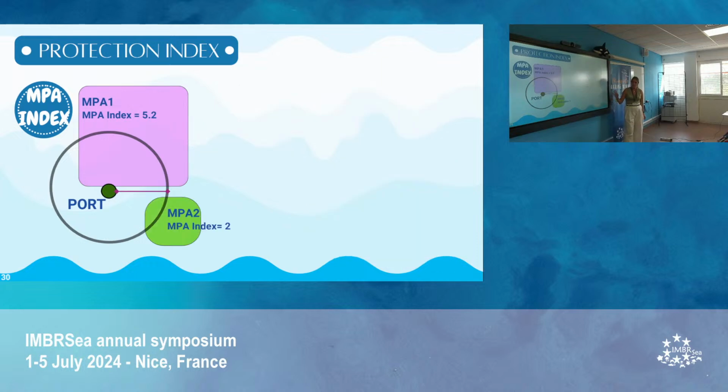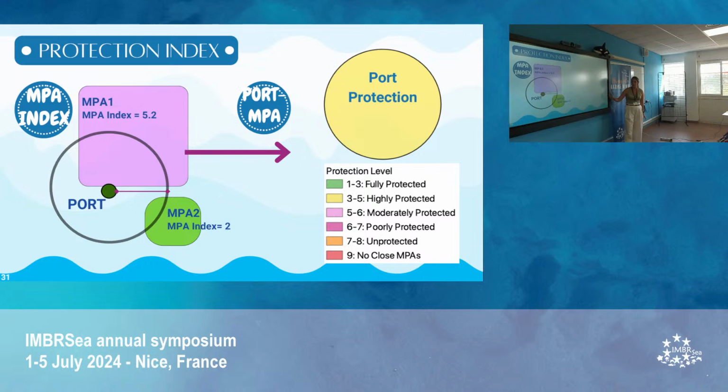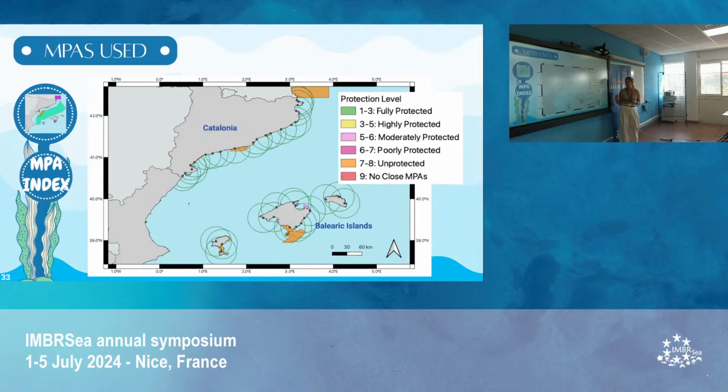However, if there was more than one MPA, it becomes a little bit more difficult. I used a weighted average and again assigned a protection level. And lastly, you'll notice an extra index level here, 9. If there were no MPAs within this fishing area, then it was assigned no close MPAs.